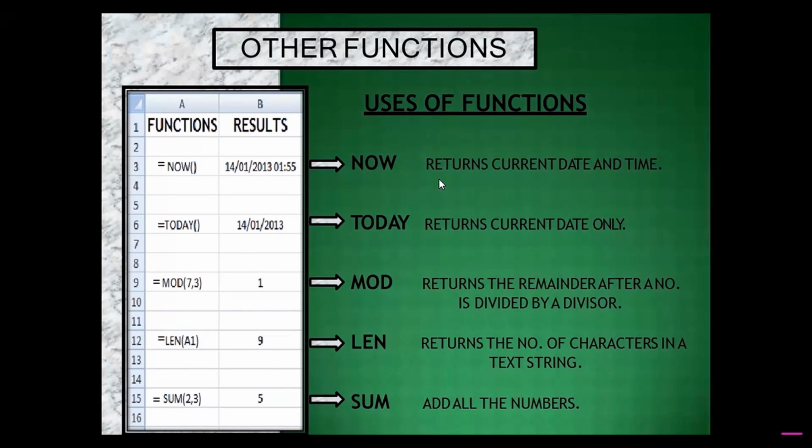Today: date and time. Today written, what? Today: date only. Mode, length, sum. The MOD function is called mode. It returns the remainder after the number division.